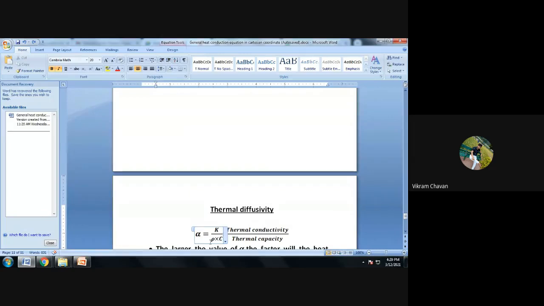Now we will focus on the name of this alpha, that is thermal diffusivity. What is meant by diffusion? Let us consider this term, diffusion. Diffusion means what? In Marathi it is called pasarne. Okay, diffuse means what?